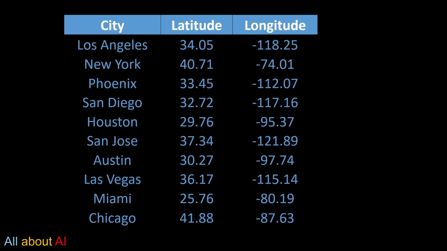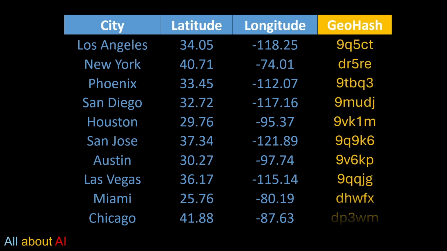In our example, with this city, latitude, and longitude, you can get GeoHash like this. The nearby coordinates share a GeoHash prefix, and that's how we can filter out nearby places.